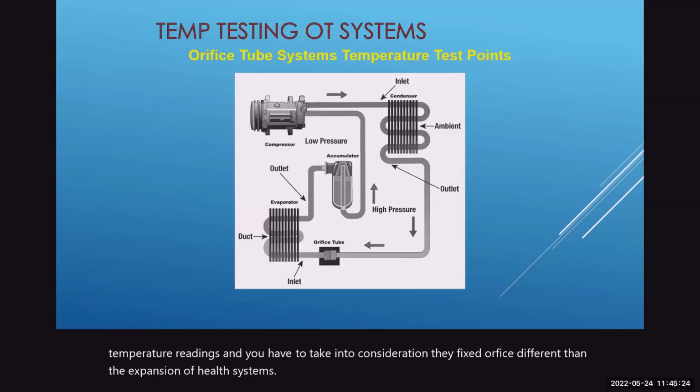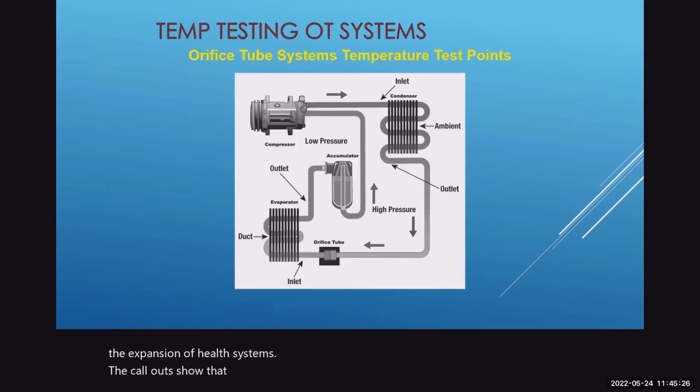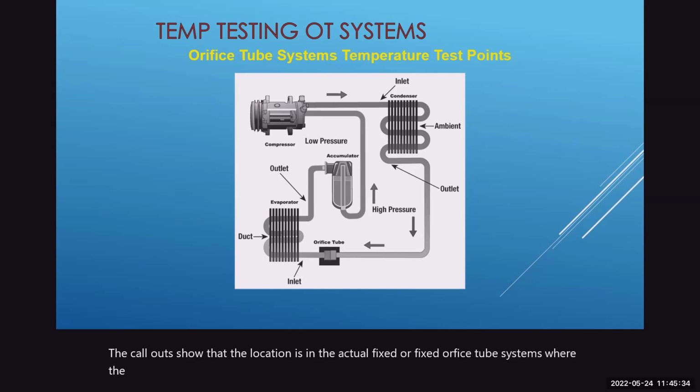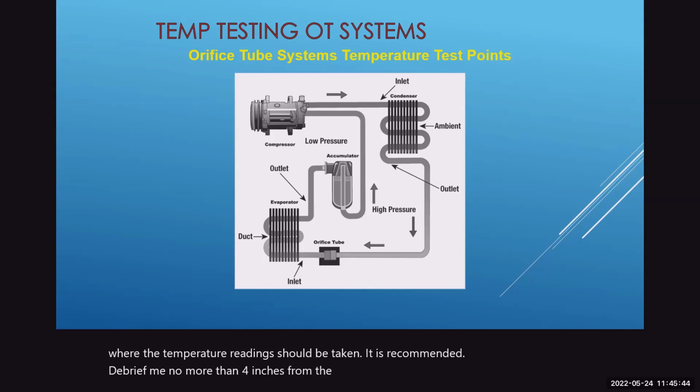The callouts show the location in the actual fixed orifice tube systems where the temperature readings should be taken. It is recommended they be no more than 4 inches from the body of the condenser. So you don't want to get right up on it.